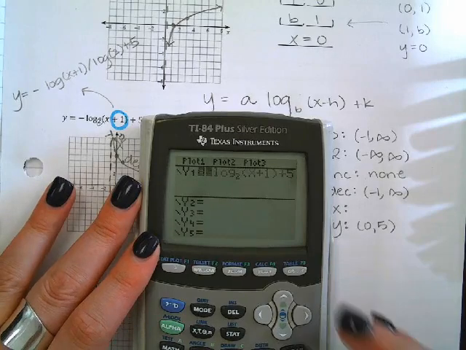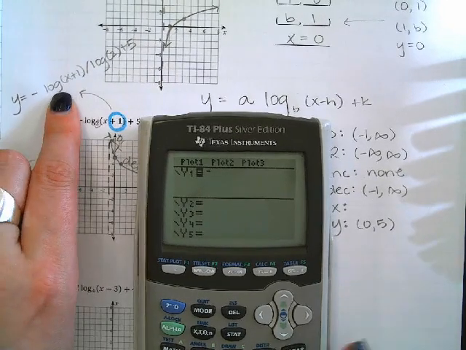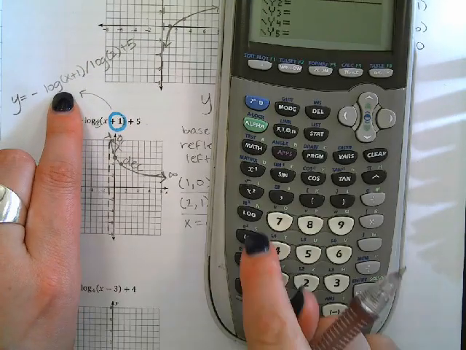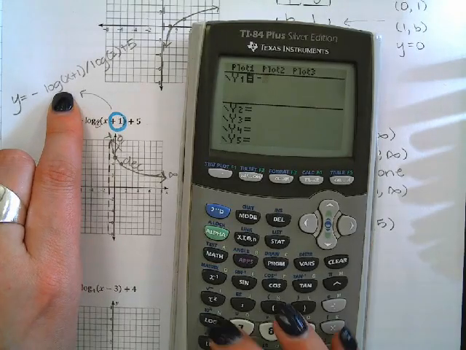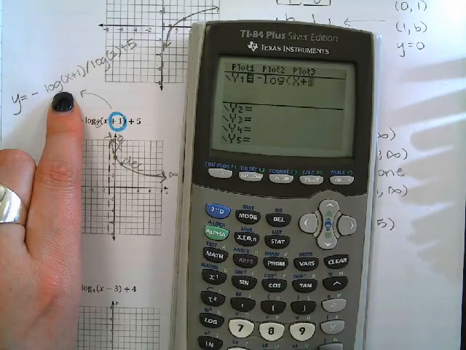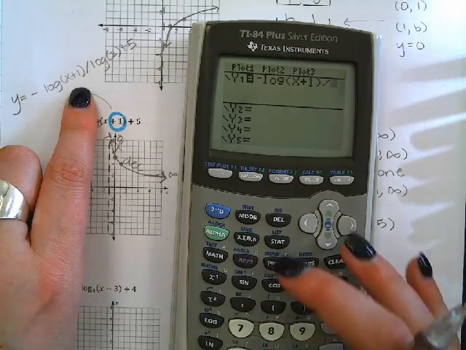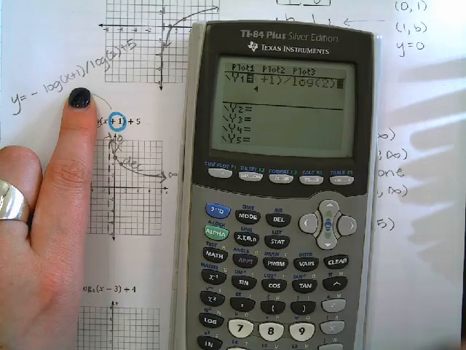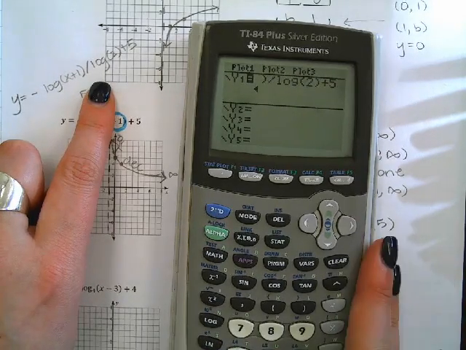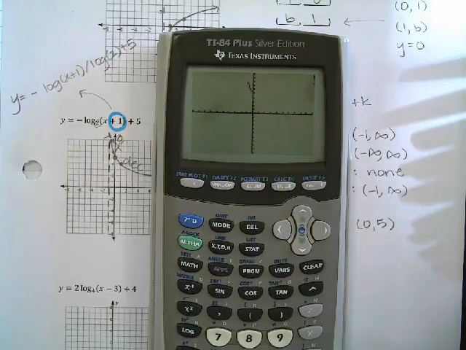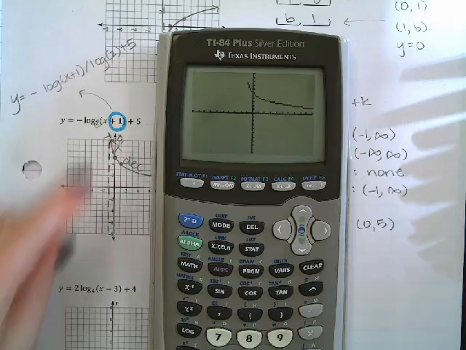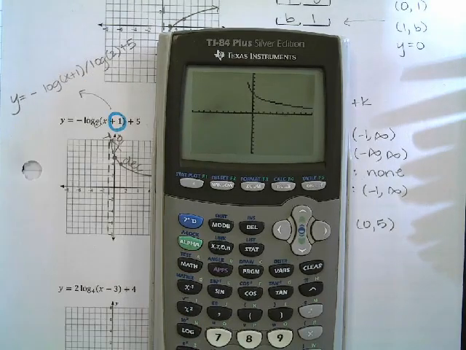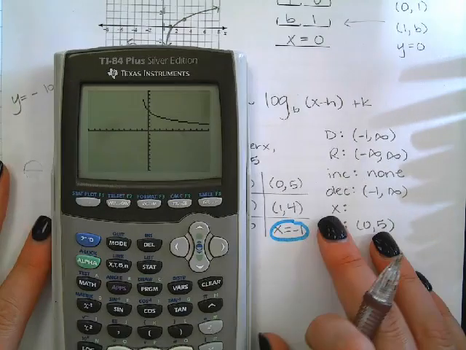So if I go ahead and graph this again, but typing it this way, then on an older calculator, I would actually use the log button. So negative log button of x plus 1 divided by log button of 2 plus 5 on the end. And you'll notice that when I graph it, it's the exact same graph. So it doesn't matter how you plug it in. I would say if you have a newer calculator, do the easier one, but older calculators can do it just fine.